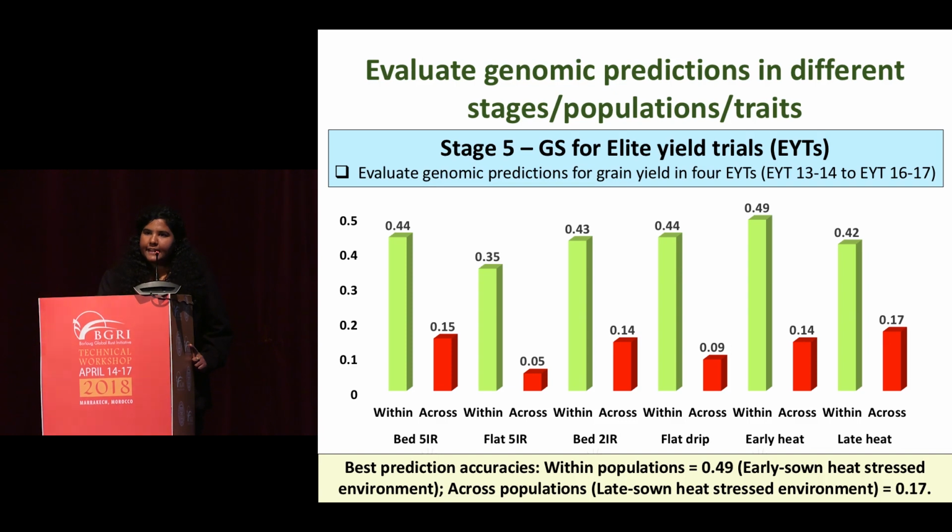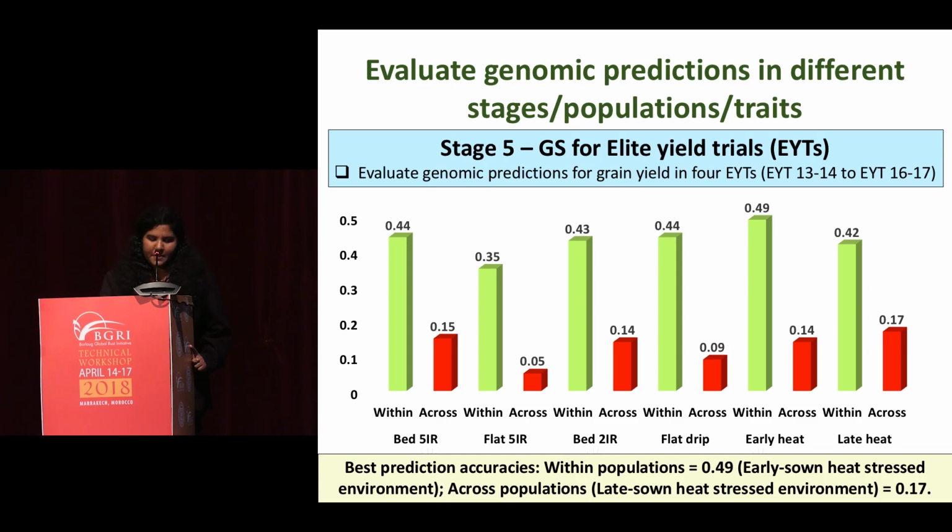As you can see here clearly, the green bars show our prediction accuracies within nurseries. These are nothing but cross-validation accuracies. You just use some lines from within the nursery to predict other lines within the nursery, and those accuracies were always close to 0.4. But the problem here is when we start predicting lines from other nurseries. For example, if you use data from a previous nursery to predict how the lines are going to perform for grain yield in the next year, there comes a real challenge. You can see those accuracies, those in red here, drop pretty drastically when you start doing this across years.